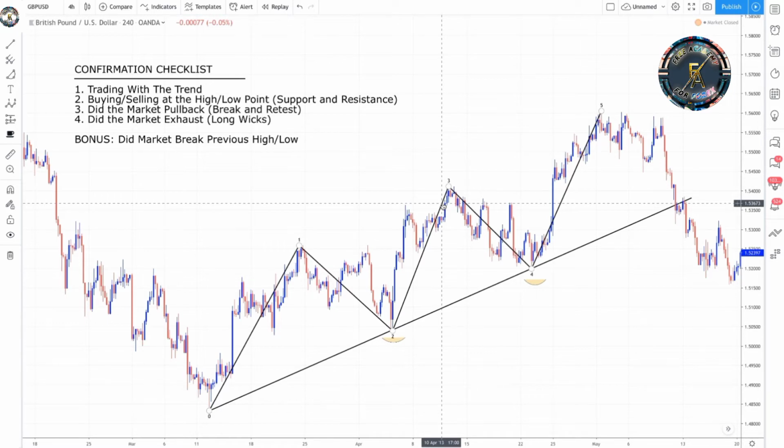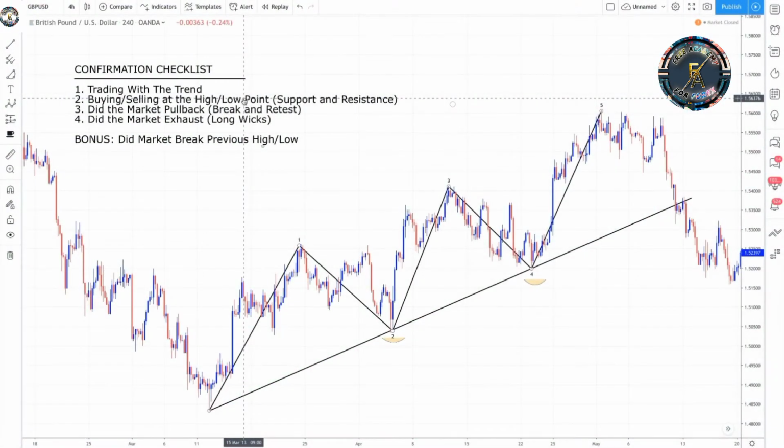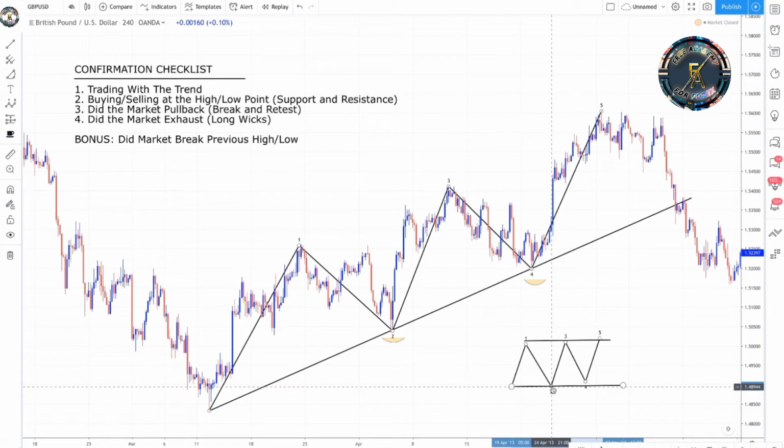Second criteria that we want to look to fill is, are we buying or selling at the high and low points of the market? Essentially, are we buying at support and selling at resistance? Anytime that you're going to buy inside of the market, the concept of the market is very simple. We want to buy low and sell high inside of the market. Support and resistance provides the best ways to let us know if the market is high so we can find better selling opportunities, or if the market is low so we can find better buying opportunities.